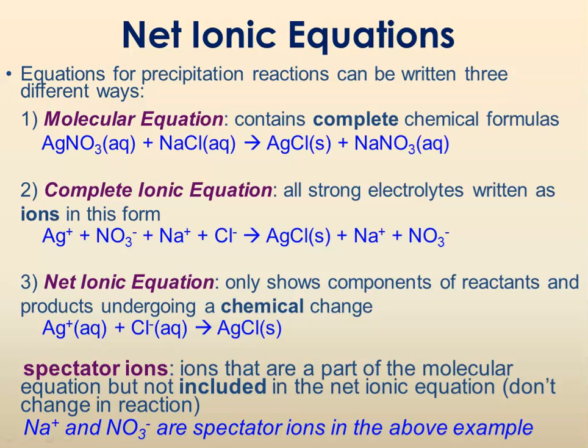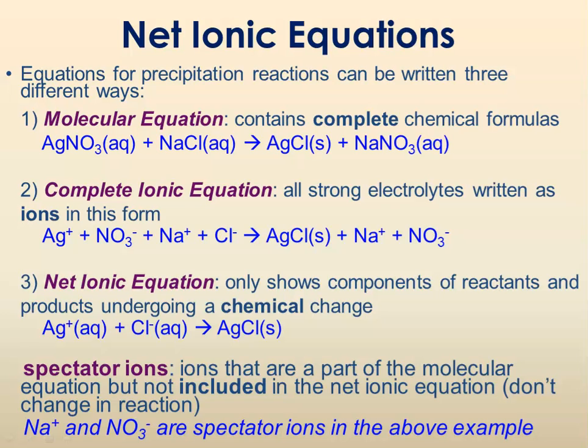The complete ionic takes any strong electrolyte that is present in the molecular equation and dissociates it into their respective ions. So in this particular example, silver nitrate would dissociate into Ag+ and NO3-. NaCl in aqueous form would dissociate into Na+ and Cl-. AgCl would remain intact as it was a solid and therefore a non-electrolyte. And sodium nitrate would also separate into Na+ and NO3-.